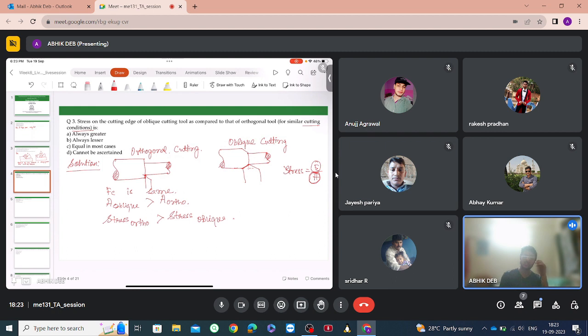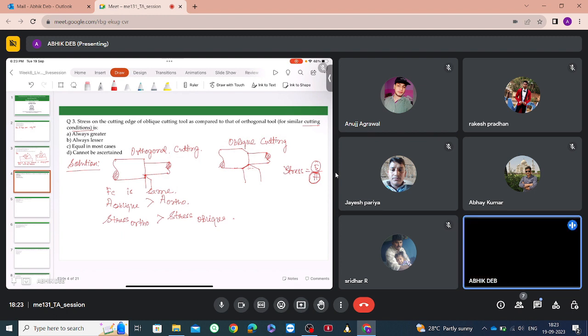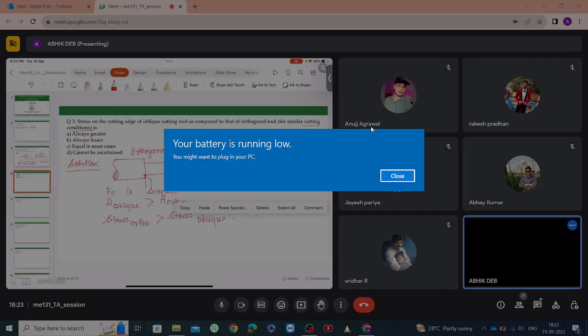Also, I would like to mention here that since the area of contact between the tool and the workpiece is more in case of oblique cutting, so the heat transmission, the transmission of heat, just a minute.